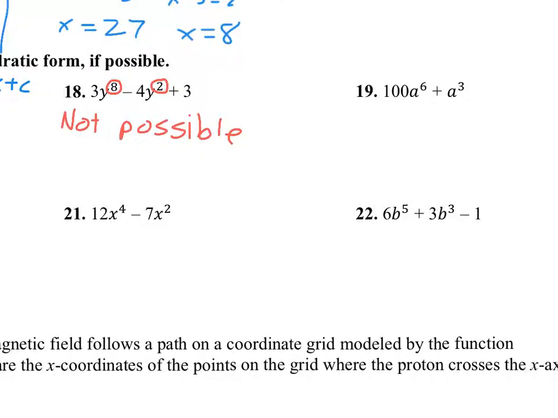Alright, number 19 does work. So this is our a value. Then we want something to be squared. So a to the 6th is a cubed squared. And then you want the same thing that's squared, but without the square.